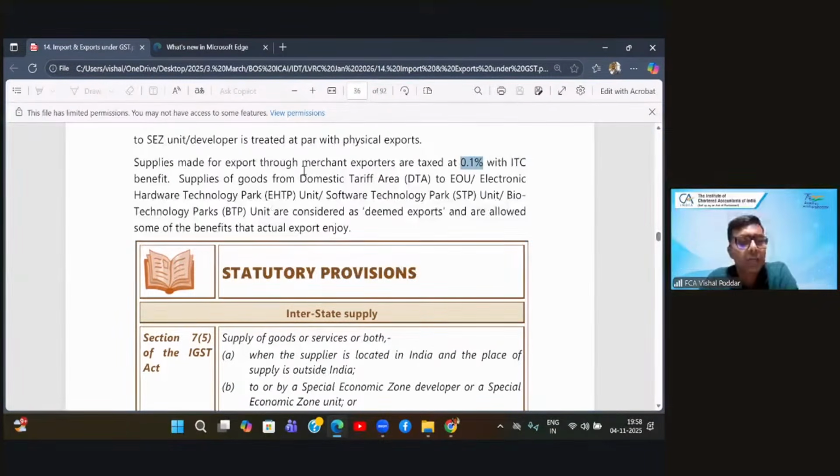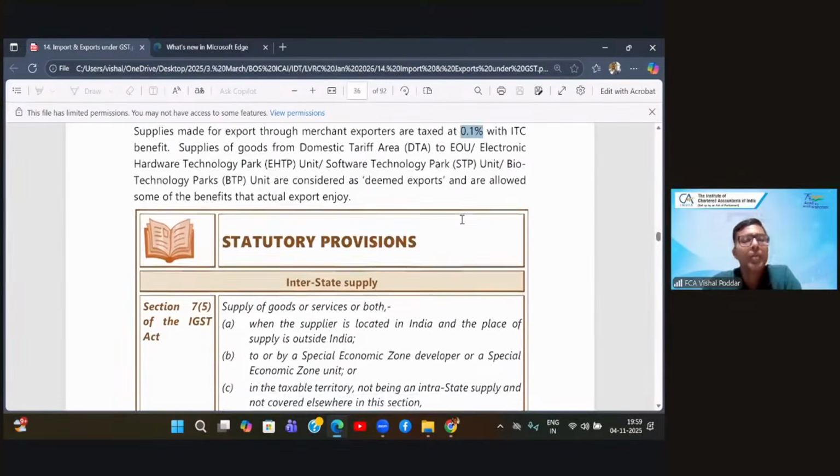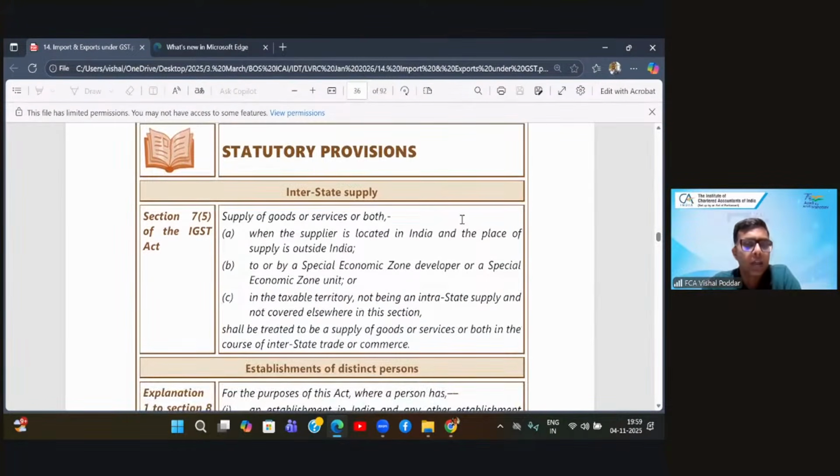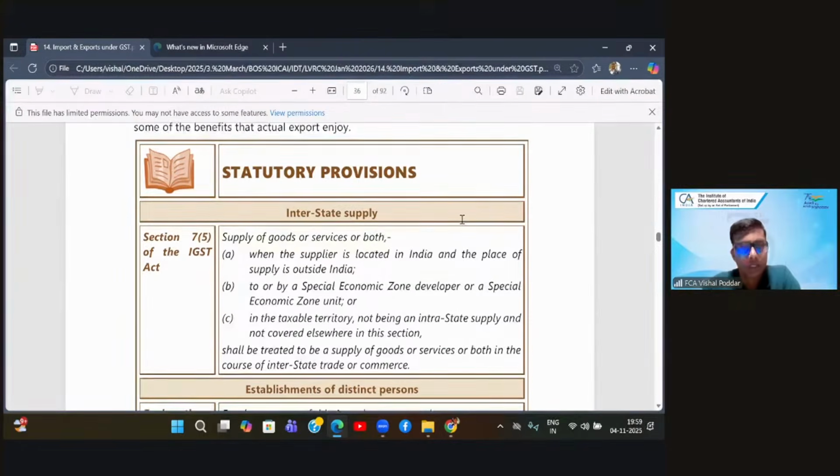So as we studied above, section 147 will notify what is deemed export, and following are the transactions notified. So supply of goods only, not services, from DTA, that is from a normal zone, to EOU, EHTP, STP, BTP, these will be considered as deemed exports and are allowed some of the benefits that actual export enjoy, but not all the benefits. So you have to be clear that firstly, merchant export transactions are no more deemed exports, and the deemed export transactions are only those which are notified under section 147.